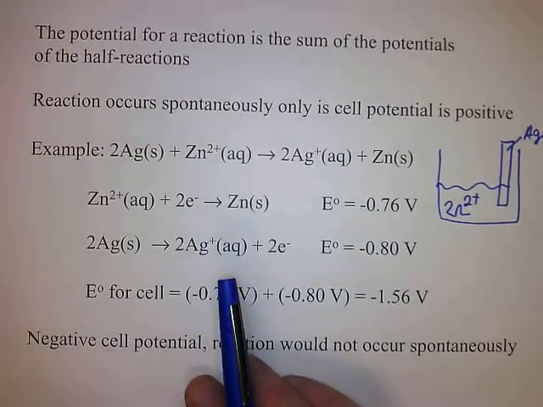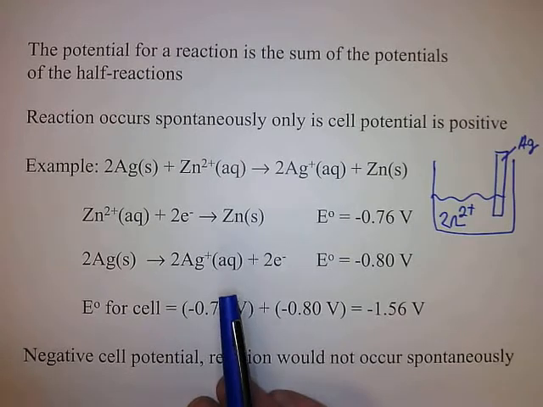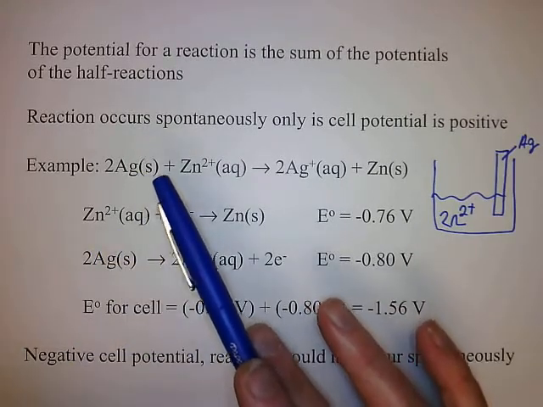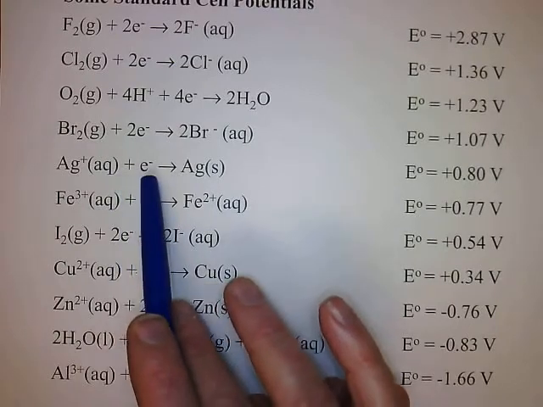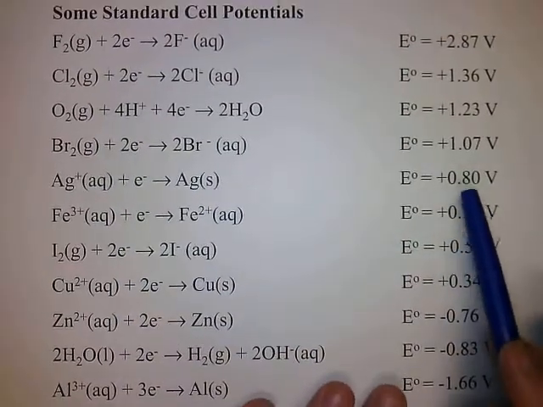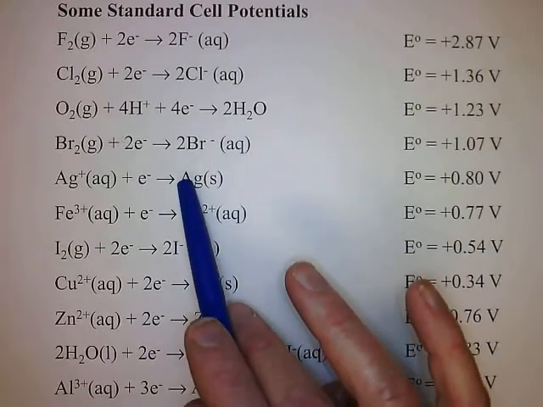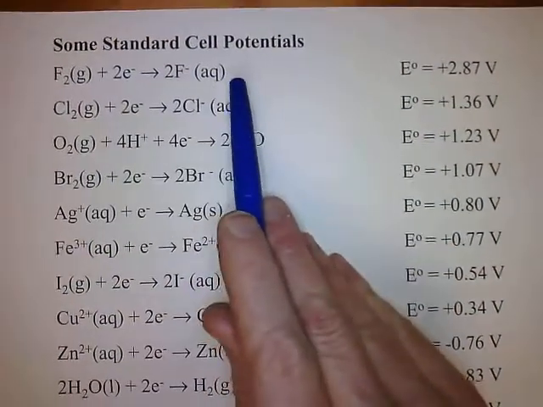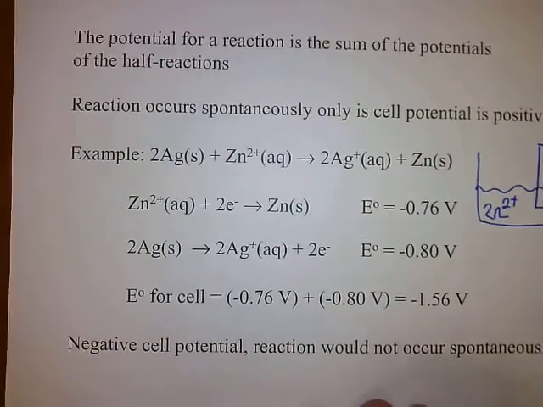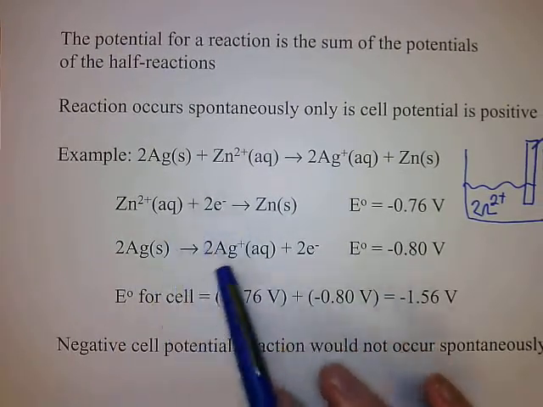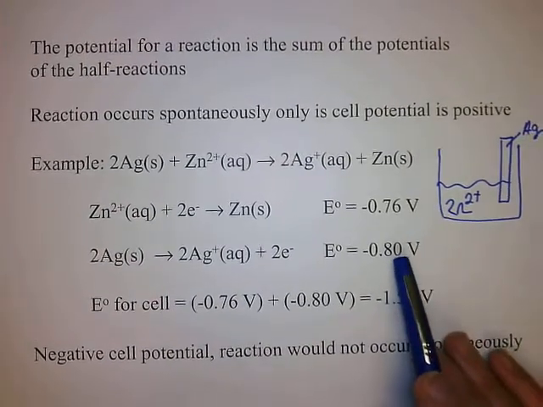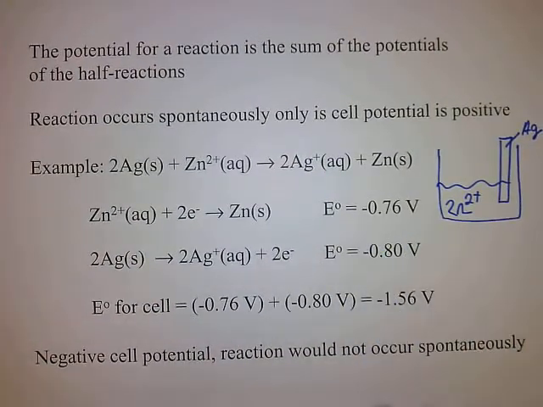Now, silver, though, is being oxidized. Silver metal is becoming silver ion. So if we find silver ion picking up an electron and becoming silver, it is positive 0.80, but that's a reduction. Right? One more time, this is a table of reductions. So the oxidation potential is the negative of that number, so negative 0.80, right?